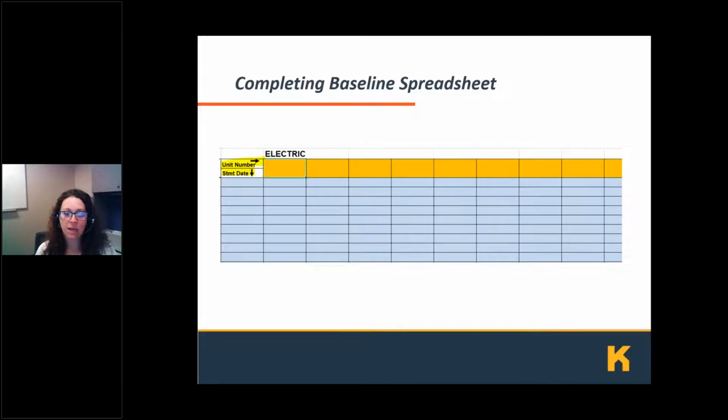Okay, moving down. The only orange cells on this spreadsheet are going to be in this first row under electric. This is where you'll enter your unit numbers. It's very important to enter these numbers accurately. You'll also want to make sure that the unit numbers you're entering match the data that you received from the utility company. That's going to make it a lot easier, especially during our review.